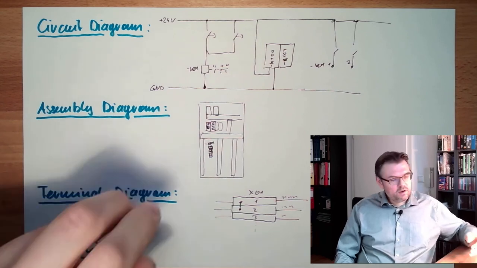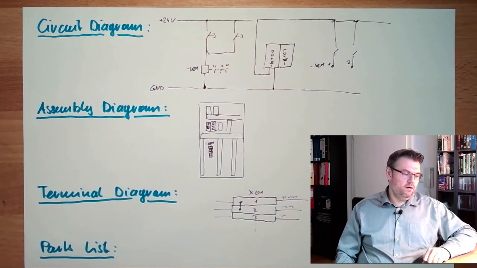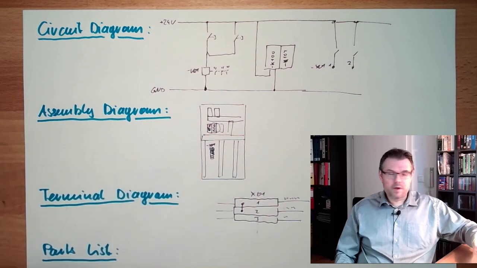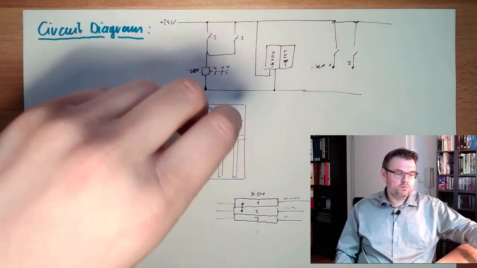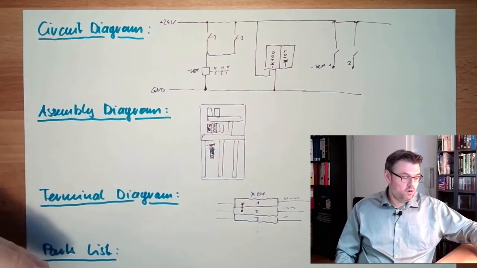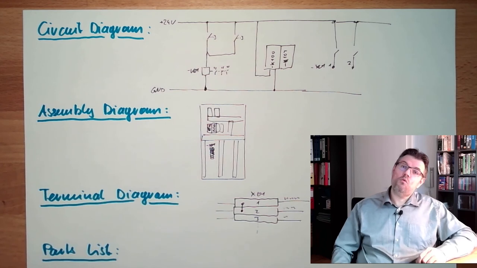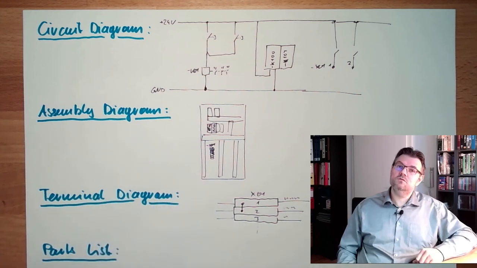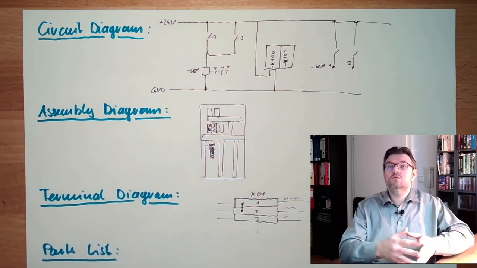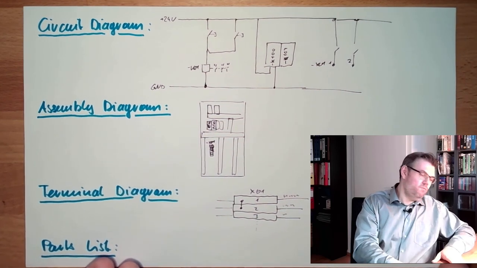The parts list shows all the parts which are built in there. The assembly diagram shows where to build them in. The circuit diagram shows where to connect them internally. And the terminal diagram shows how to connect the whole cabinet to the outside world, inside the ecosystem which is built up there.